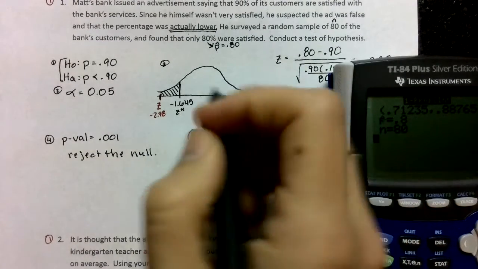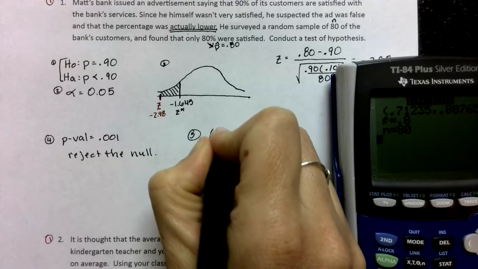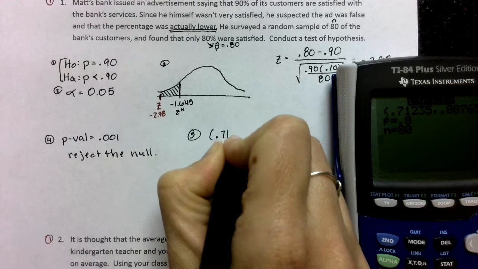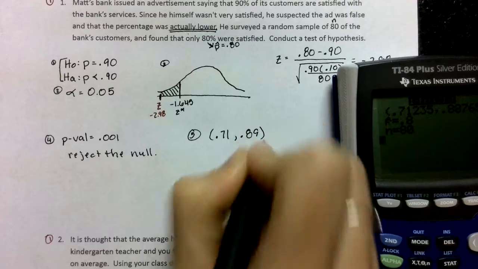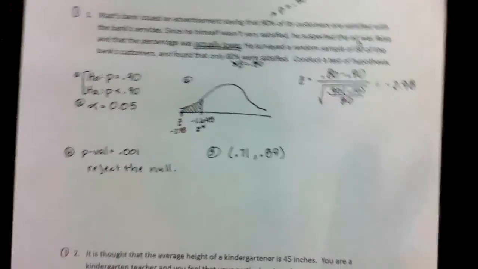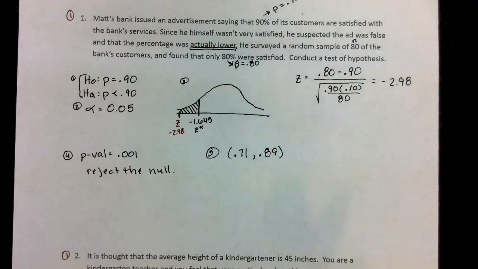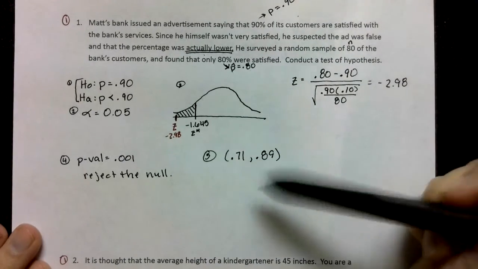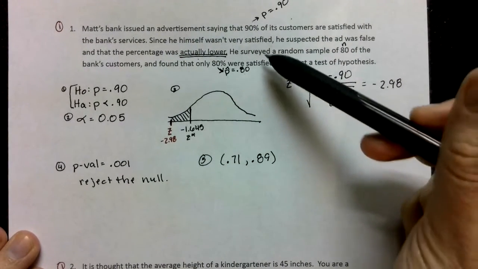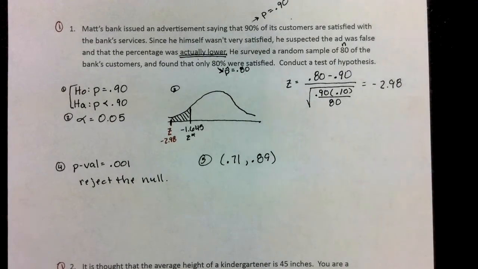So I now have an interval of 0.71 to 0.89. And this should support that same decision of rejecting the null. Is 90 in this interval? It's very, very close, but it's not in there. So we can't accept that that 90 might be the answer.